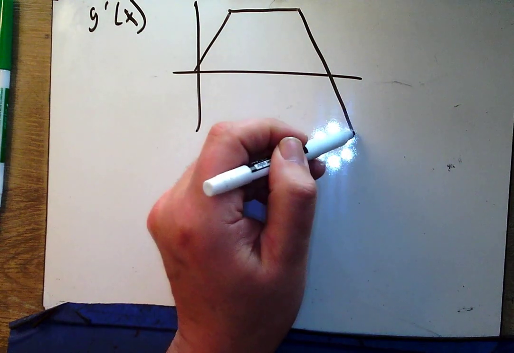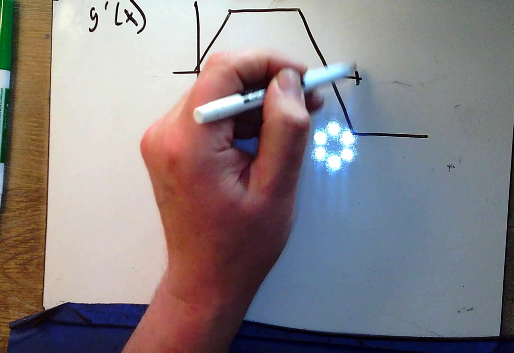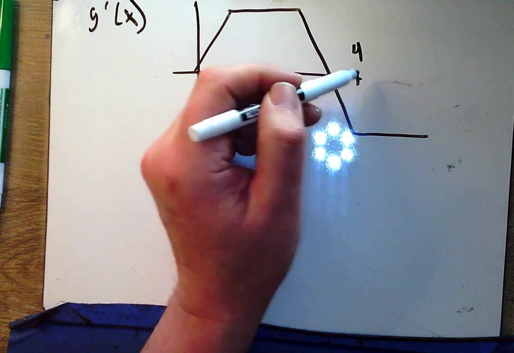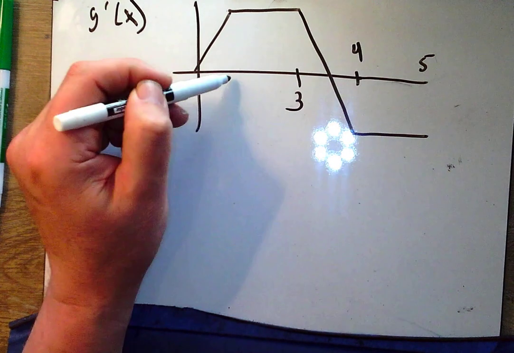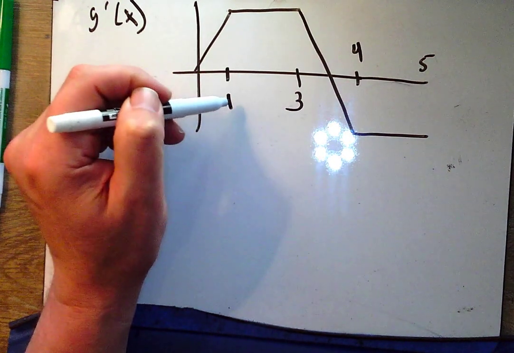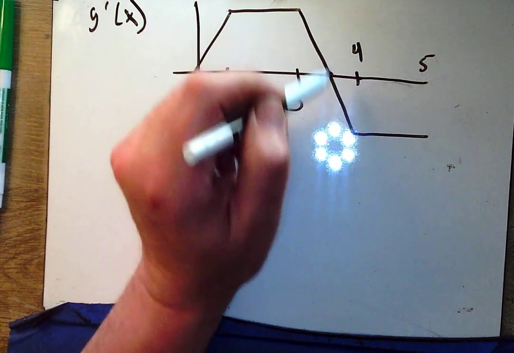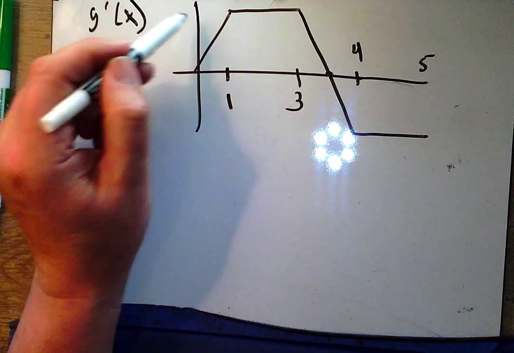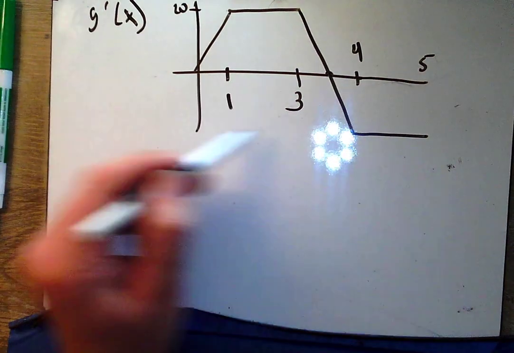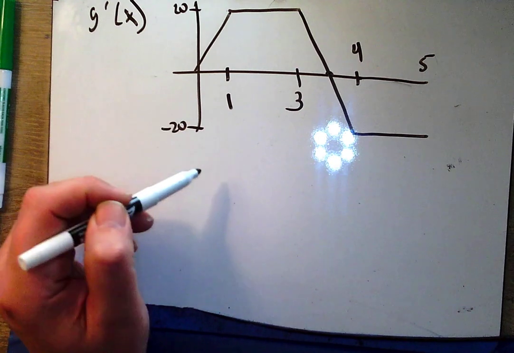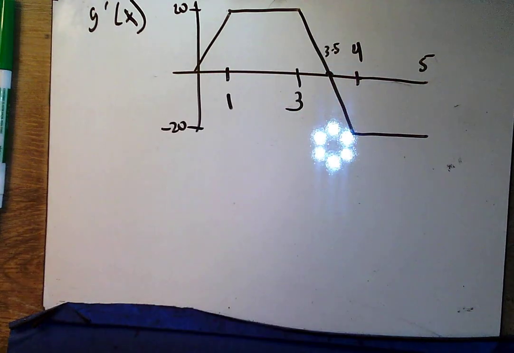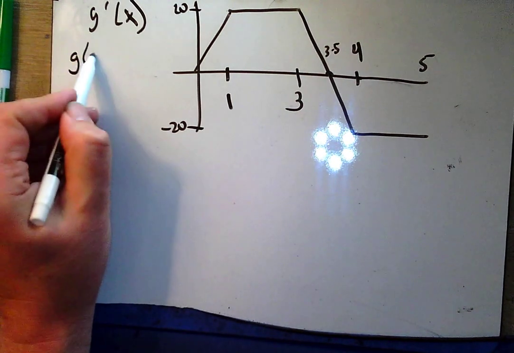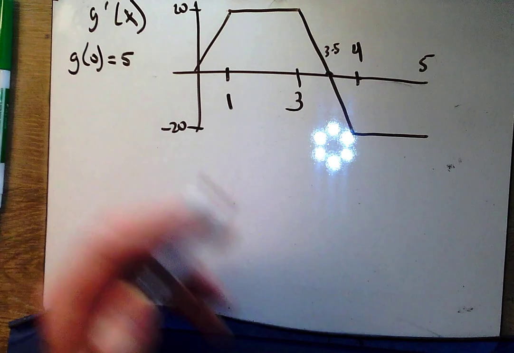until we get to here. And this is 4. And that's 5. So 3. This is 1. Yeah. And I don't know where that is. I suspect because this is positive 20 and this is negative 20, at this point it has to be 3.5. Okay, I'm not sure what I'm doing. They do also tell me here that g of 0 equals 5.